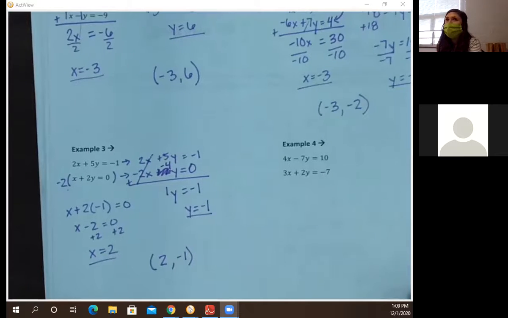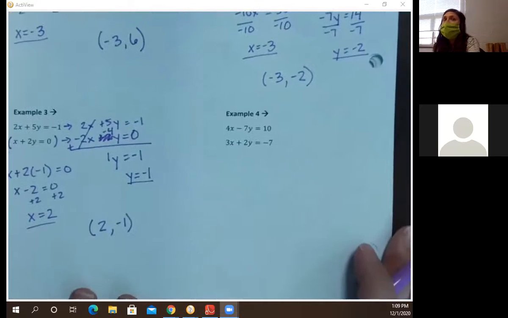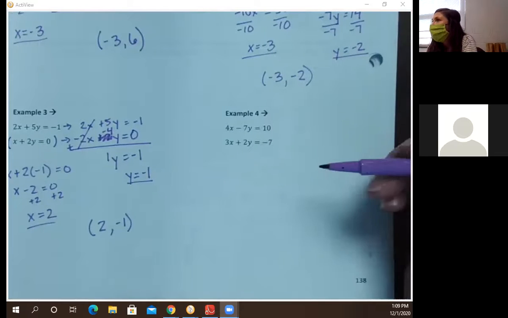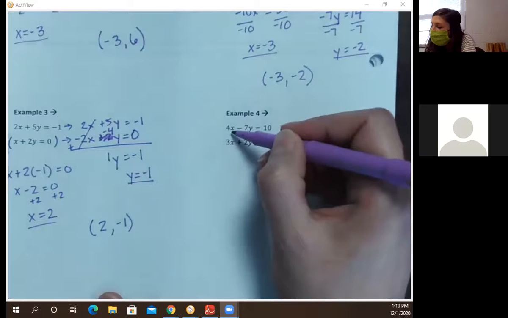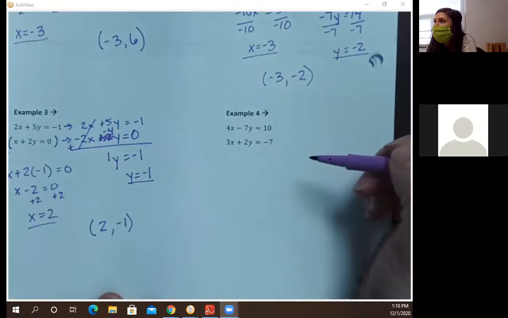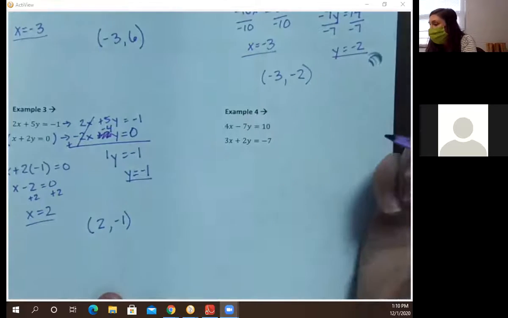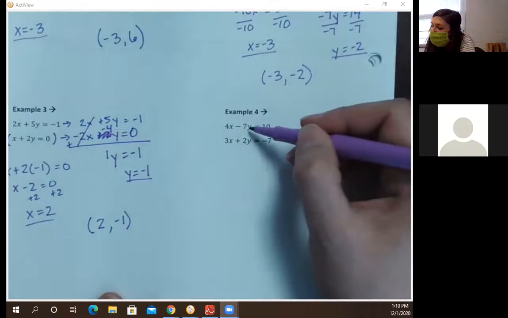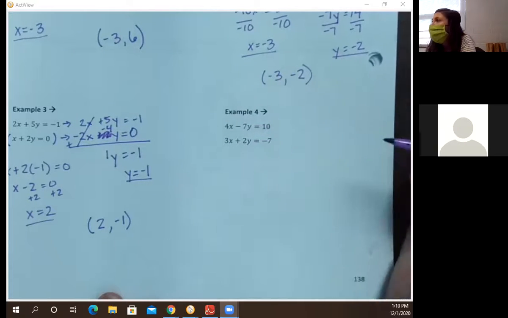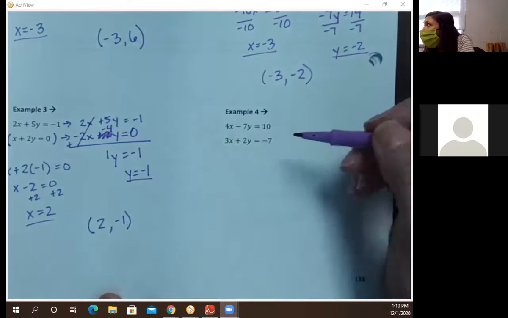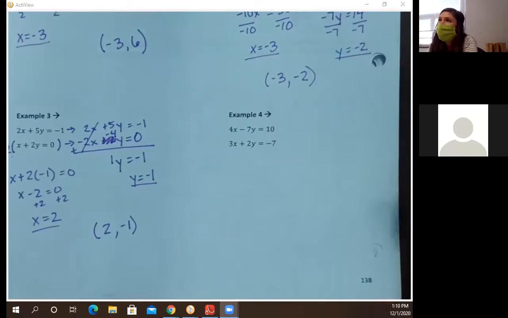If we take a look at example 4, though, it's kind of a toss-up here. My coefficients for x are 4 and 3. So if I want to eliminate the x's, I'm going to have to multiply both equations by something. My coefficients for y are negative 7 and 2. So again, if I want to eliminate that variable, I'm going to have to multiply both equations by something. So this is a toss-up. Does anybody have a preference on what they would like to eliminate?